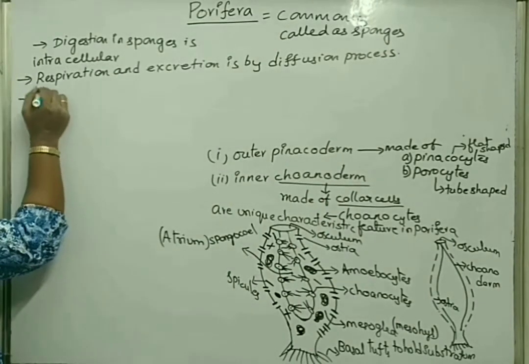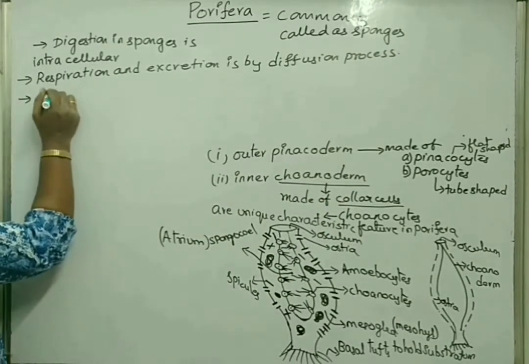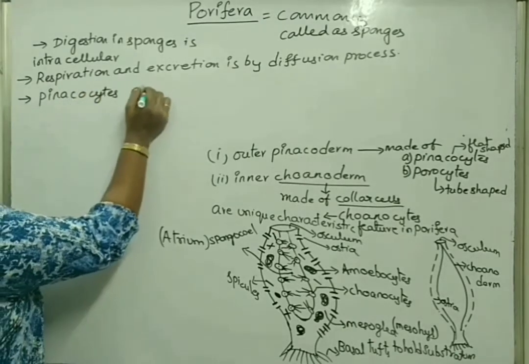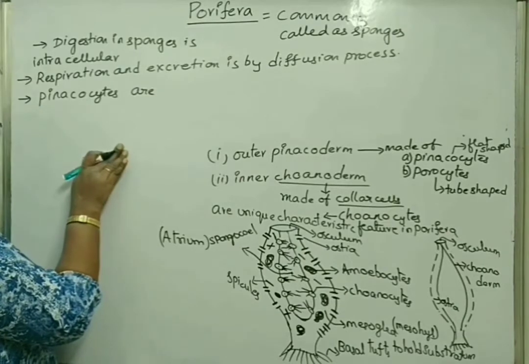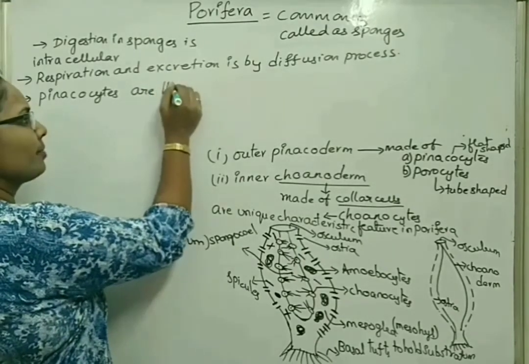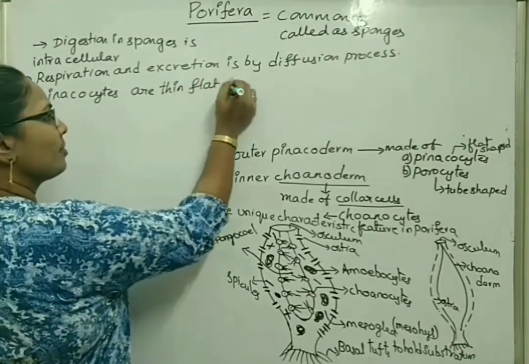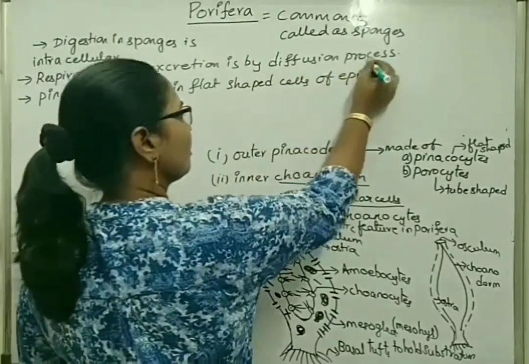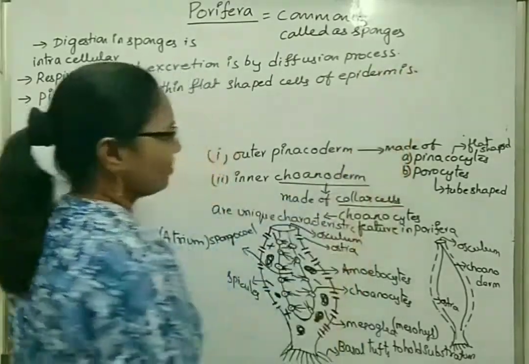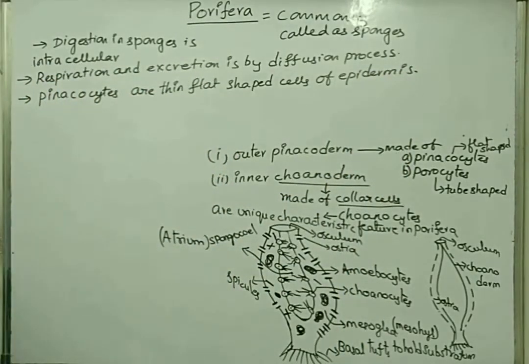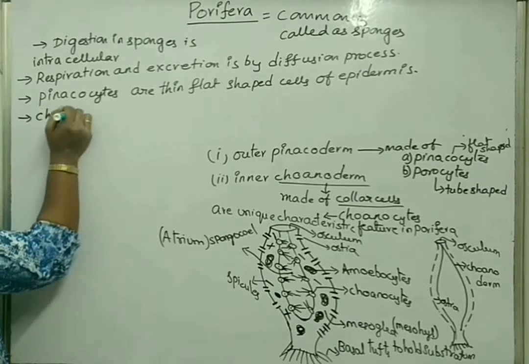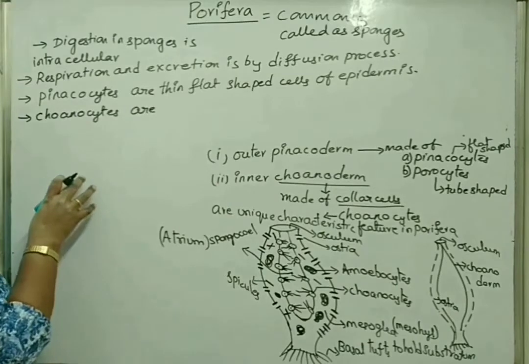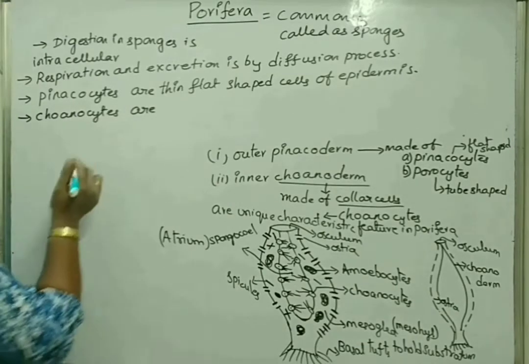Next, pinacoderm or pinacocytes are thin flat-shaped cells of the epidermis. Next, choanocytes also form into spermatocytes.